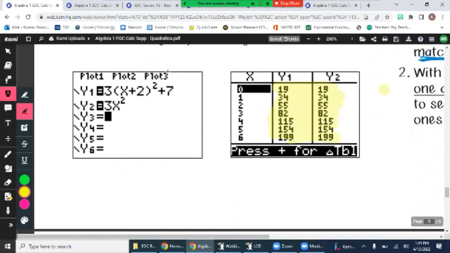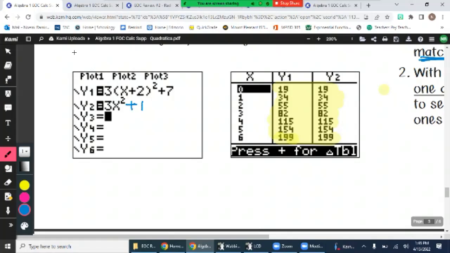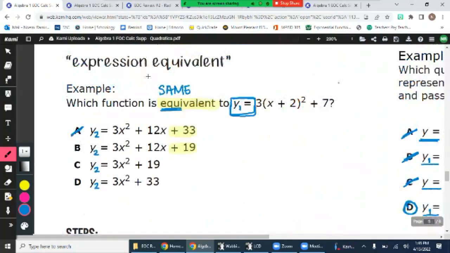And yes, I do want you to highlight last 2 columns in your notes. And I'm also going to ask you to fill in. I whited out the rest of that equation because I didn't want you to be lazy. So plus 12x plus 19. That is what we typed in to get this table. This is what a correct answer looks like. So your answer is B. Questions?